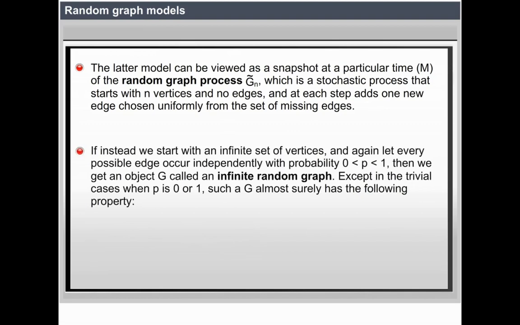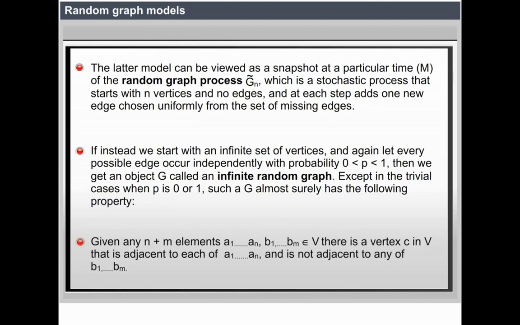If instead we start with an infinite set of vertices and again let every possible edge occur independently with probability 0 < p < 1, then we get an object G called an infinite random graph. Except in the trivial cases when p is 0 or 1, such a G almost surely has the following property: given any n + m elements a1 through an, b1 through bm belonging to V, there is a vertex c in V that is adjacent to each of a1 through an and is not adjacent to any of b1 through bm.